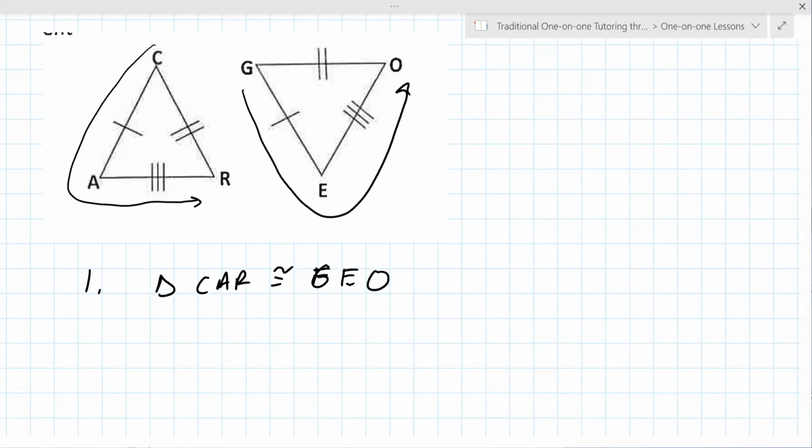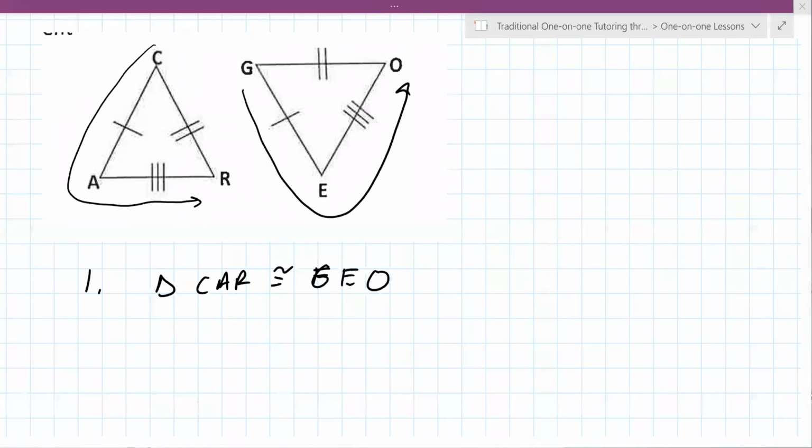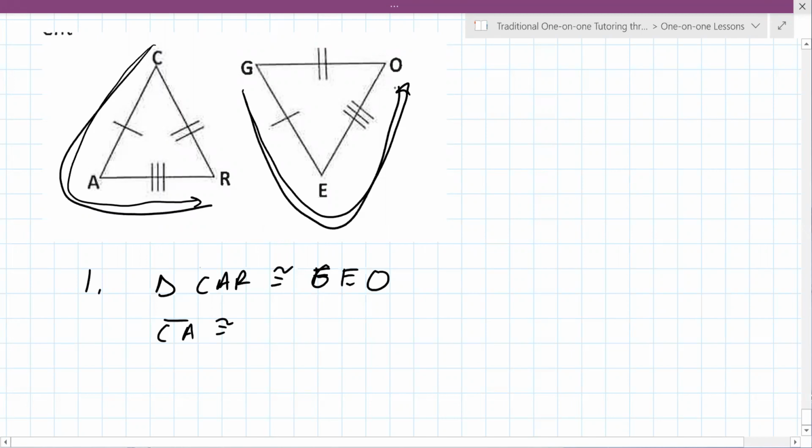Now see if you can write out the three sides and the three angles. Okay. Can I start off with the segments? Sure. Go ahead whenever you're ready. Okay. So CA is congruent to EO. No. EG. You have to think of this as a path here. So if you're going C to A, it's G to E. And it's like giving someone directions. A to R is going from E to O. G to O, E to O, yeah. E to O. It's the order.